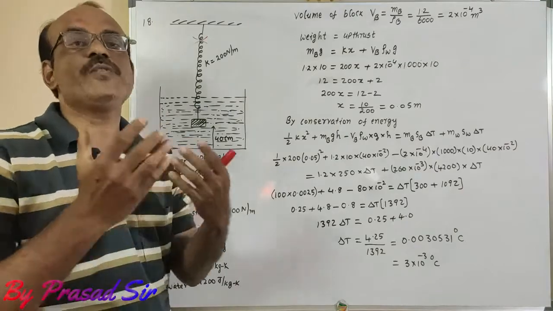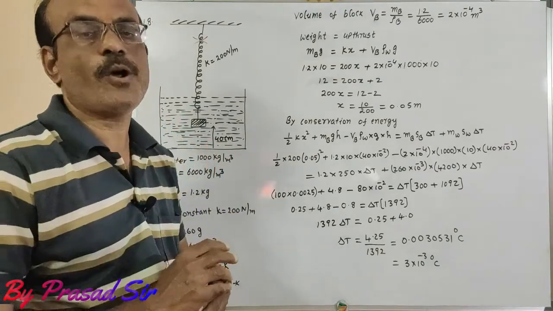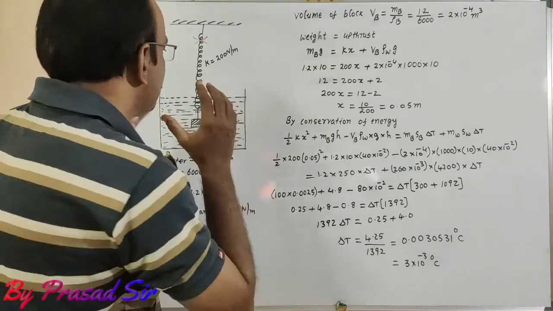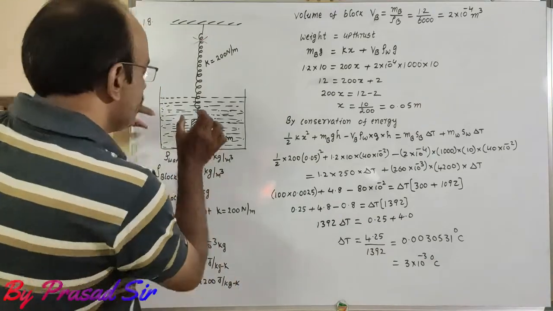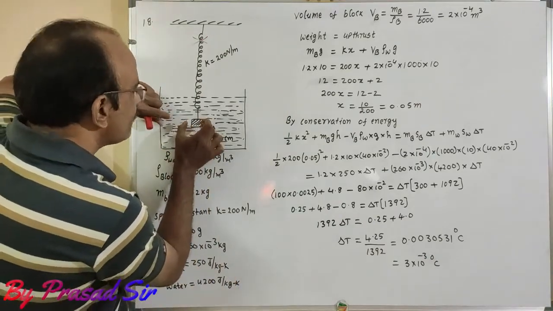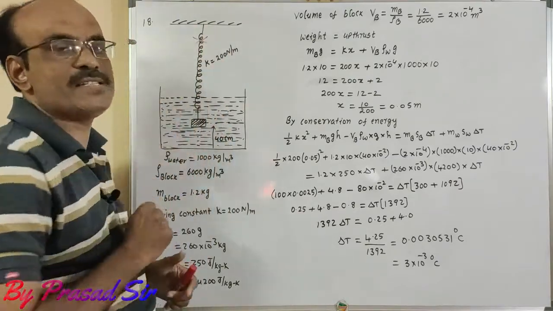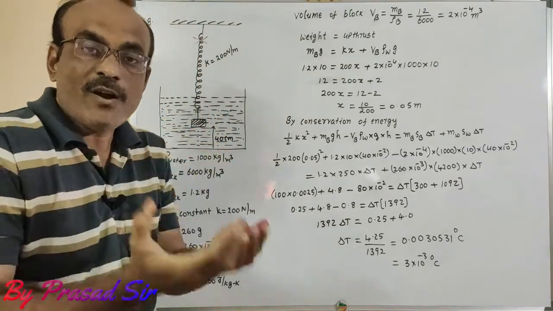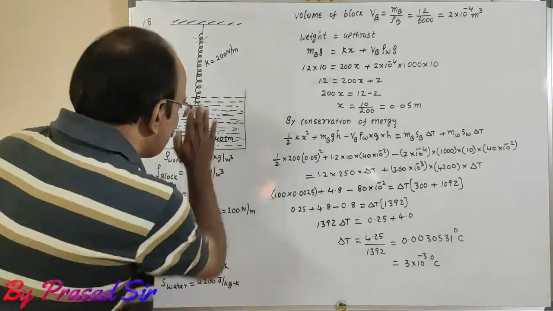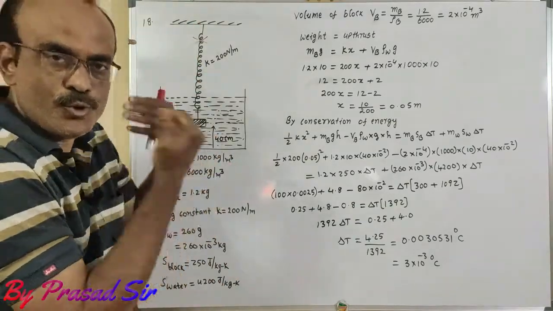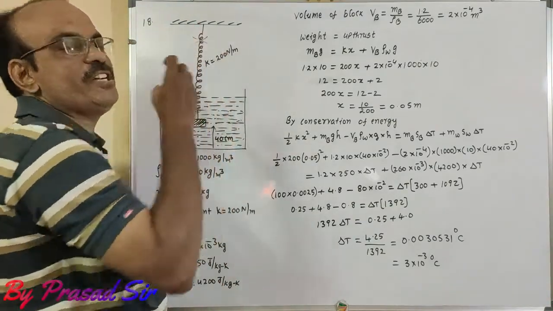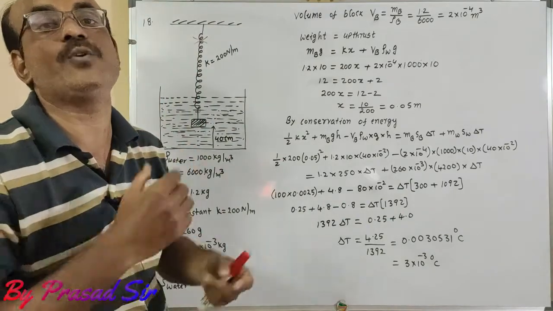Now first of all, what do we want to calculate? Understanding the problem is very important. So initially, what happens? The block is suspended inside the water. That means when it is suspended inside the water, according to the laws of flotation, upthrust plus spring force is equal to weight. Due to that, we have to calculate how much extension takes place in the spring.